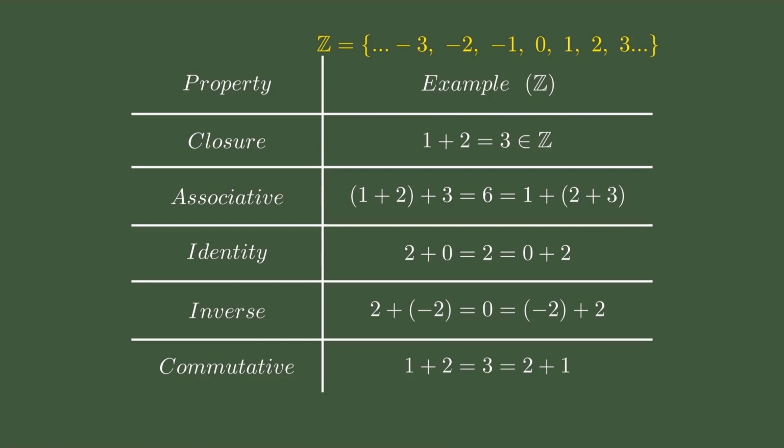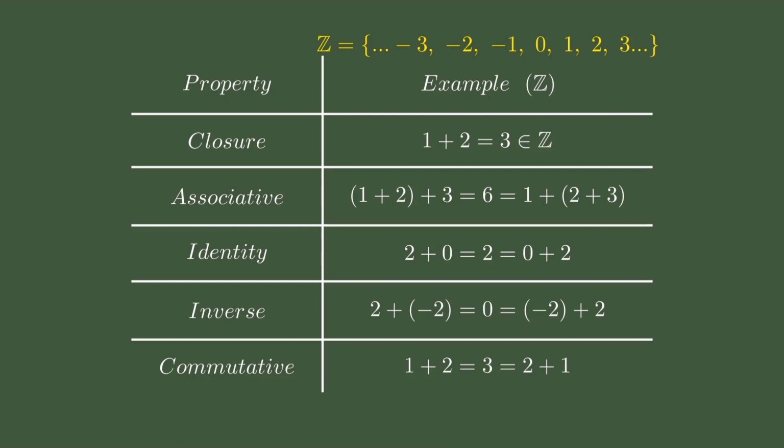As we can see here, 1 plus 2 equals 3 is again an integer. In general, adding any two integers will again give us an integer. The associative property says that when you are applying a binary operation to three elements, then the order depicted by the brackets does not matter.